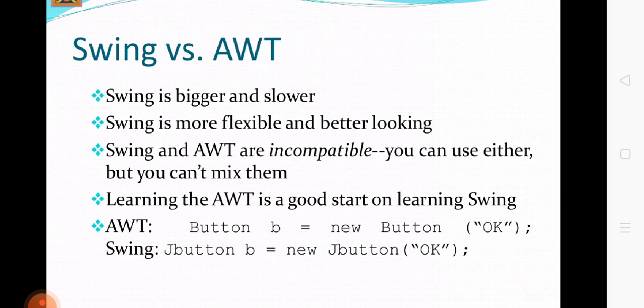Swing and AWT are incompatible, so you can use either but you can't mix them. If you are using AWT in your application, then you have to use AWT, and if you are using the Swing package, then your graphic containers and GUI controls will belong to the Swing package. So we can't use AWT and Swing controls both at a time.